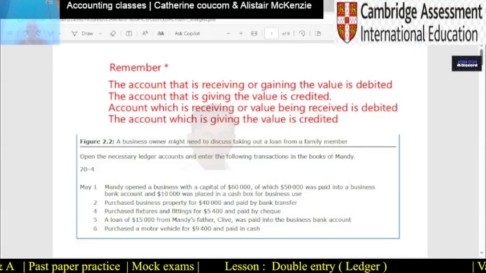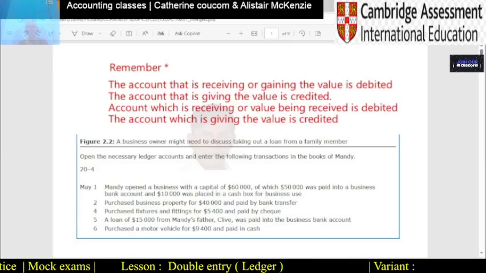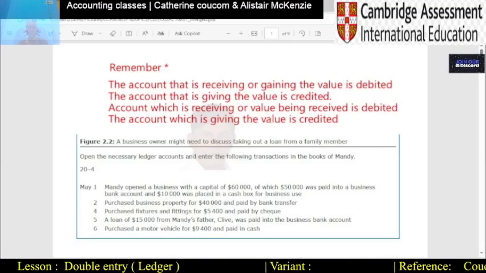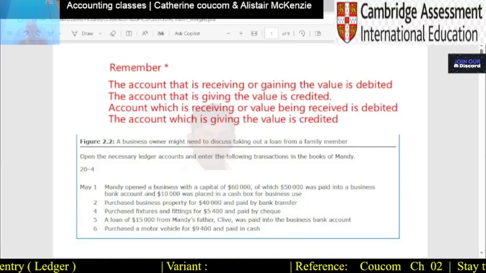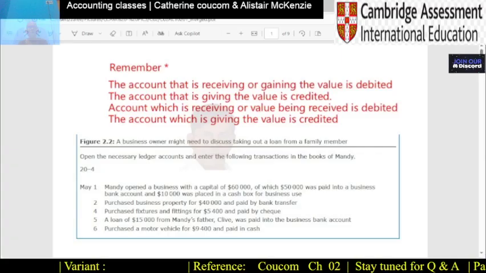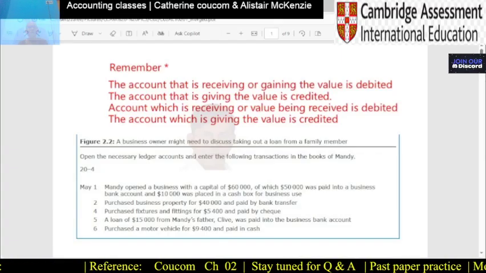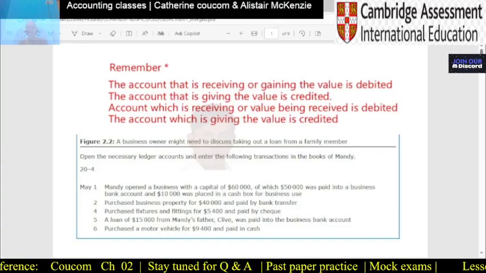Remember the rule. The account that is receiving or gaining the value is debited. The account that is giving the value is credited. The account which is receiving the value is debited. The account which is giving the value is credited.